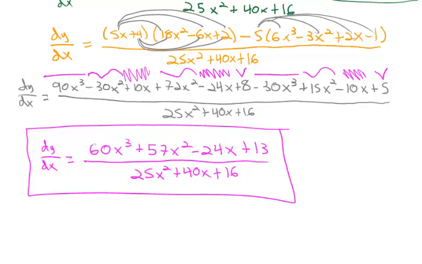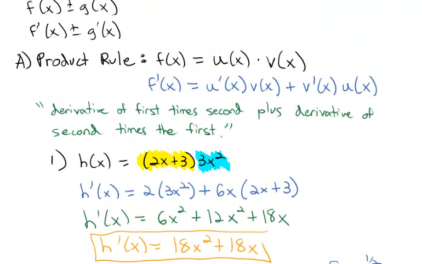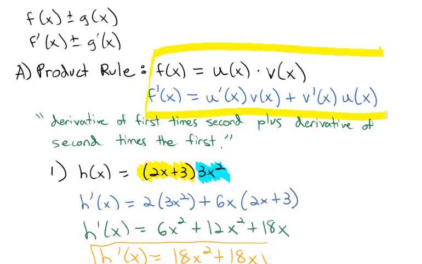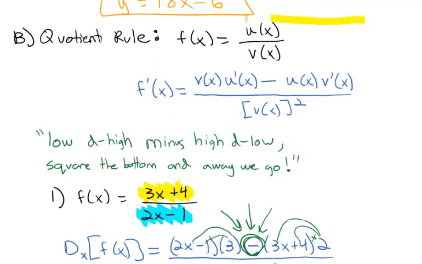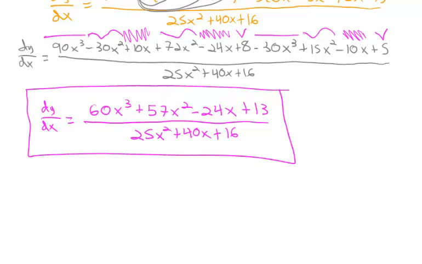So these are the two formulas that you should know for today. First, the product rule: the derivative of the first times the second plus the derivative of the second times the first. The second one, the quotient rule: low d high minus high d low, square the bottom, and away we go. It's going to make for a lot of algebra to simplify. Not hard algebra, just a lot of algebra.